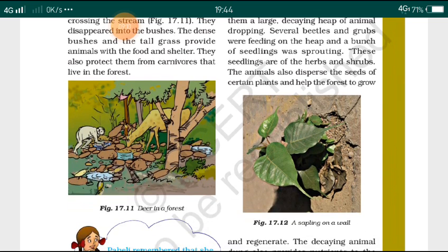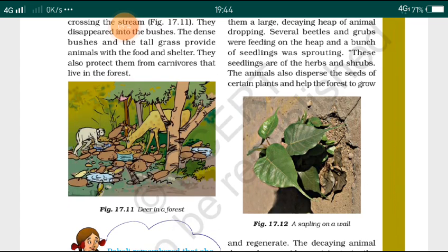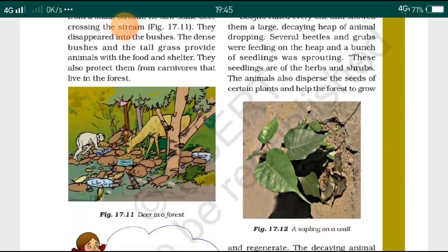Here is the diagram of saplings on a wall. This is the diagram. We have seen that on many terraces and walls, saplings sprout like this.